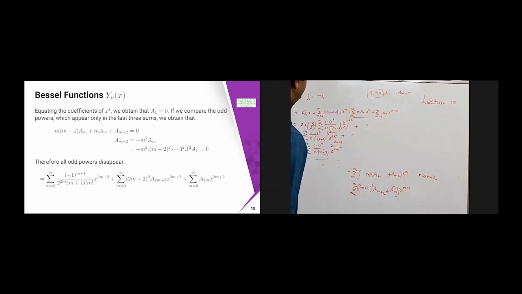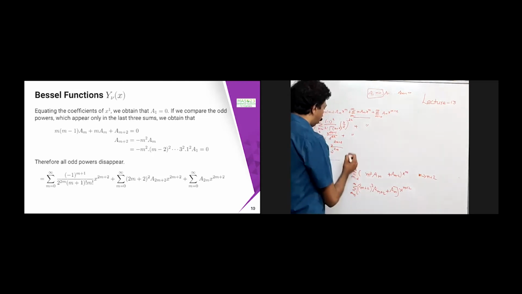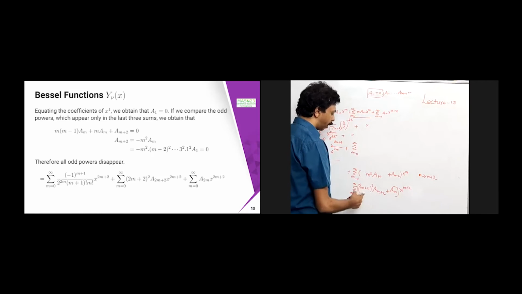So here what I have, m equal to 2 is there. Now I have only even powers. Therefore, what I'm going to write? I'm going to write m equal to 0 to infinity once again. Wherever m is there, you put that as 2m. Okay, wherever m is there, put that as 2m.